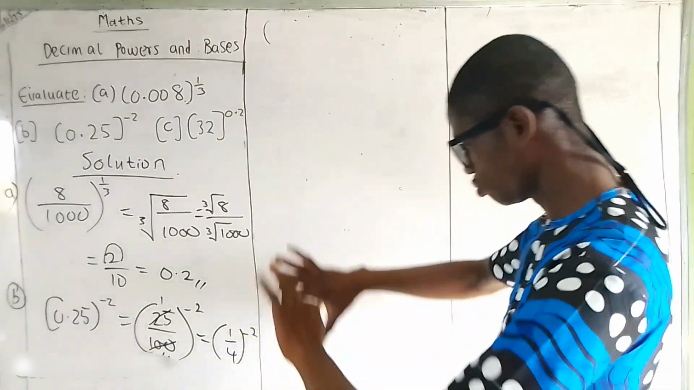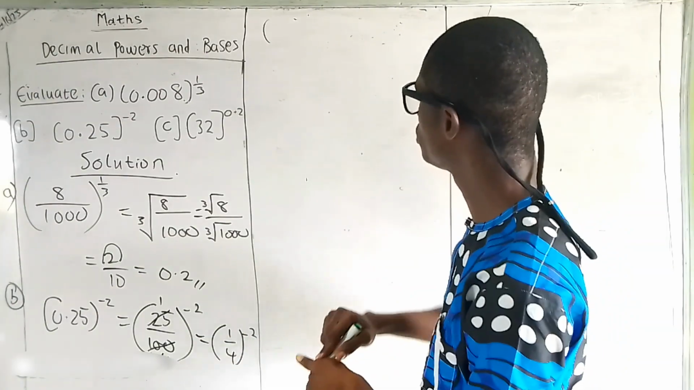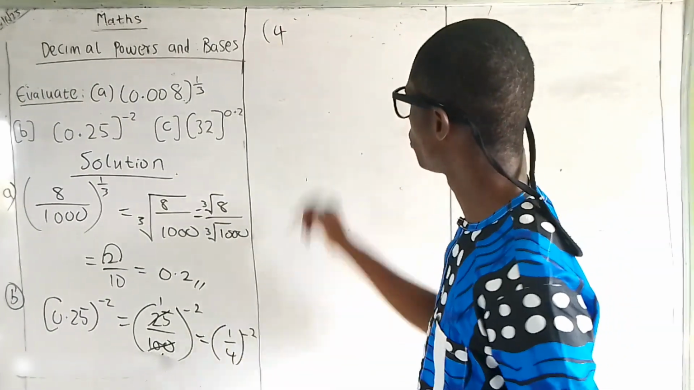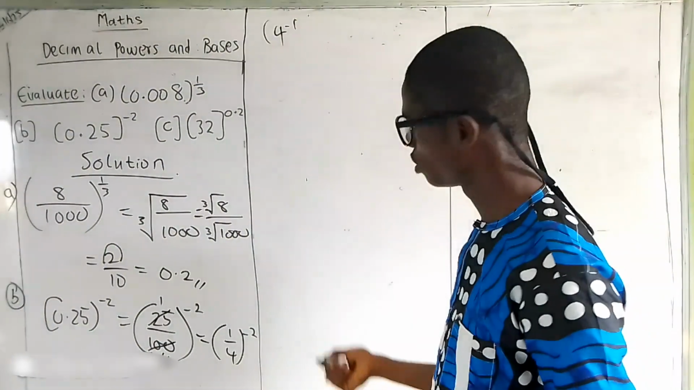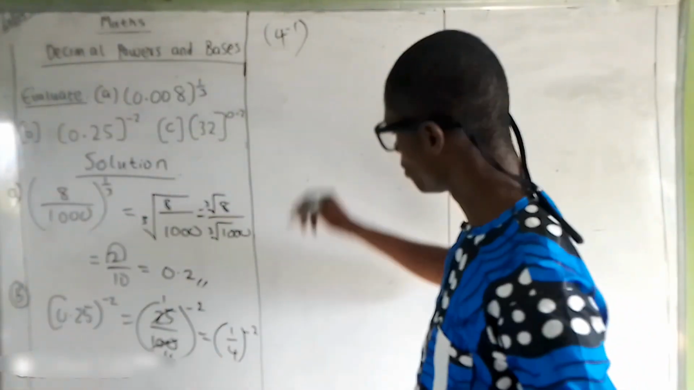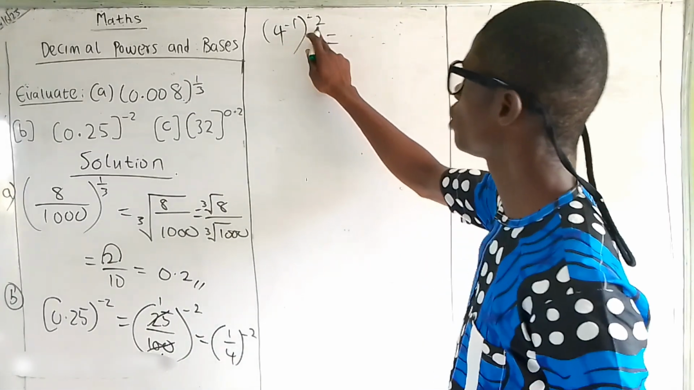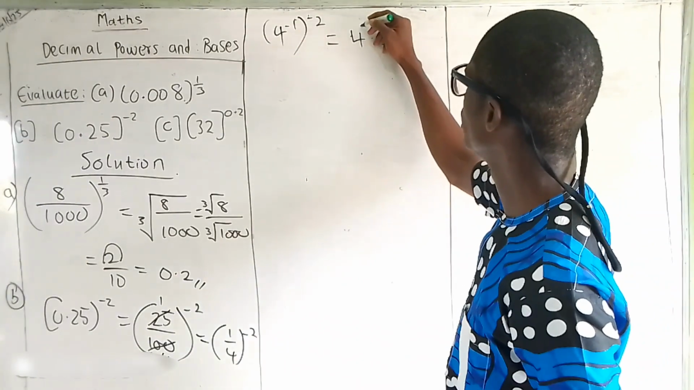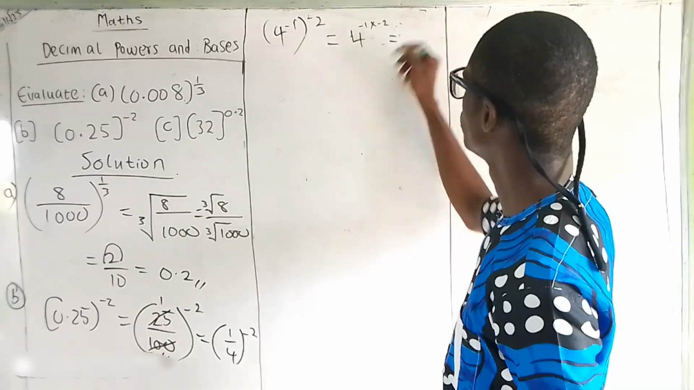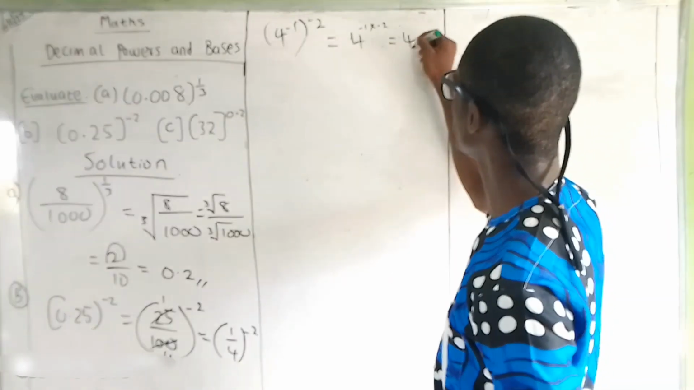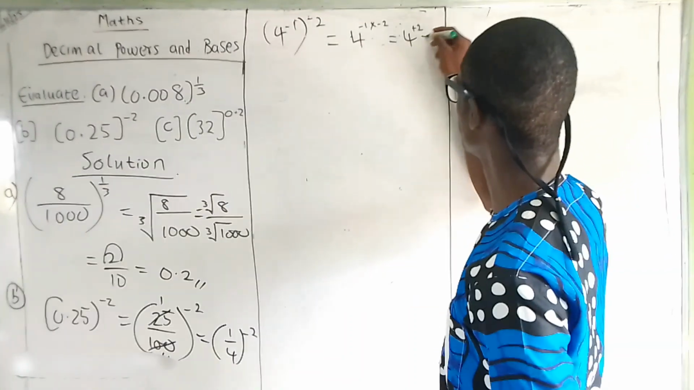Or if you want to express it in a way that you understand using the ideas of indices, you can link it to the power law. 1 over 4 is 4 raised to the power minus 1, raised to the power minus 2. So according to the power law, what do you have? You have 4, then minus 1 times minus 2, because it will multiply. So what will it now give you? Finally, 4 raised to the power plus 2, which is 16.